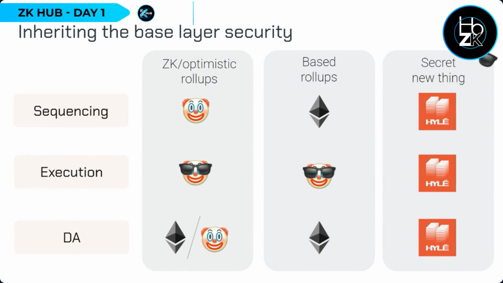So my graph is pretty, well, I'm a little bit of a clown as well. Basically, if there's a clown, it means that it's not being done on the L1, so you don't inherit the base layer security. Otherwise, it means you do. And so basically, we were looking at ZK rollups. The sequencing is usually done on an L2 directly. Like it's usually a centralized L2 sequencer run proprietary. The execution, however, is kind of secured by the L1. So it's a clown with glasses.